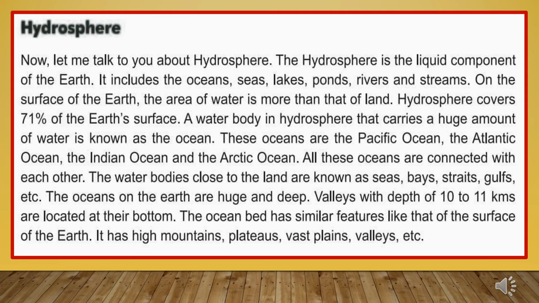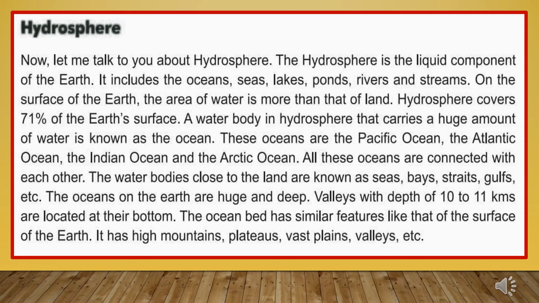Now, let me talk to you about the hydrosphere. The hydrosphere is the liquid component of the Earth. It includes oceans, seas, lakes, ponds, rivers, and streams. It means that it is a source of all water. It includes all the water sources. On the surface of the earth, the area of water is more than that of land.